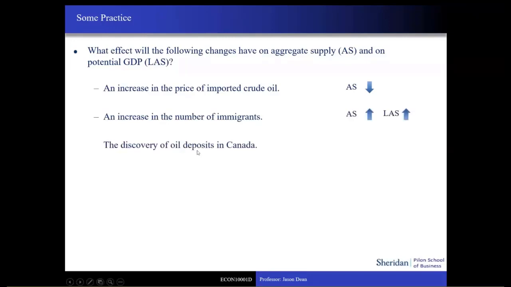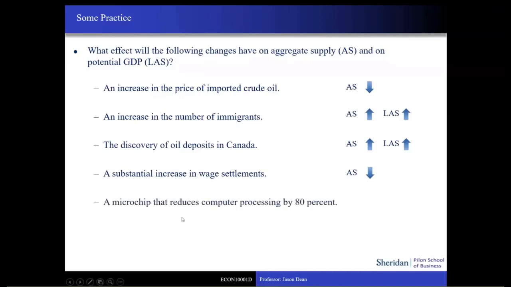And the discovery of oil deposits in Canada. Good, both. What about a substantial increase in wage settlements? So the wage has increased a lot on average. So this again is just an input price. So it's just the aggregate supply curve. We would shift that to the left.